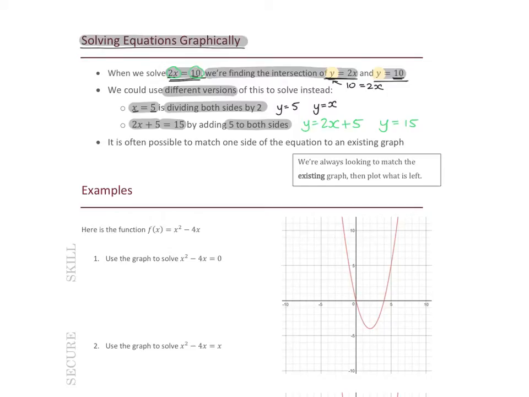It is often possible, and this is the key, to match one side of the equation to an existing graph. The blue box says we're always looking to match the existing graph, then plot what is left. So what we're going to have for these questions is a graph that is given to you. As we can see down here, here is the function. So that graph is given to you, and hopefully it'll make a bit more sense as we go through some of the examples.